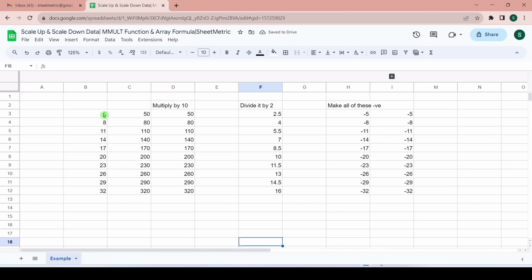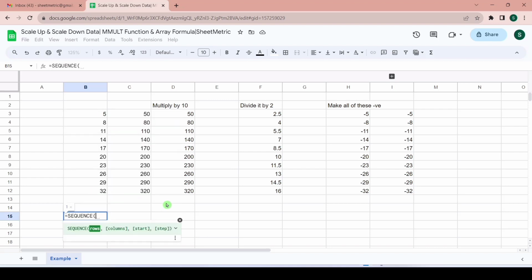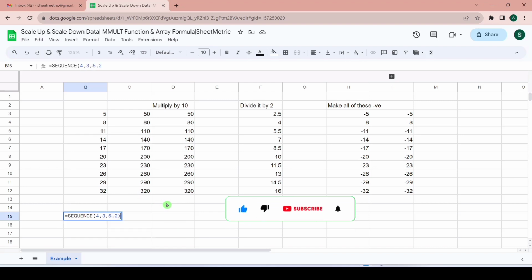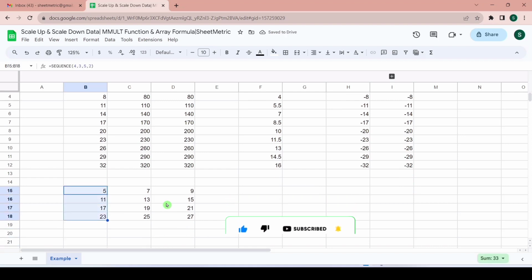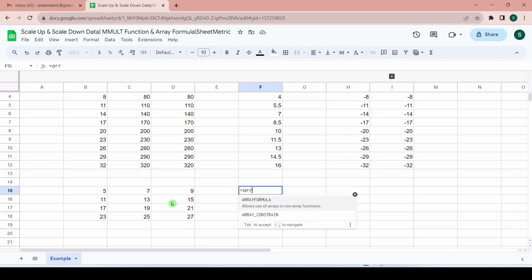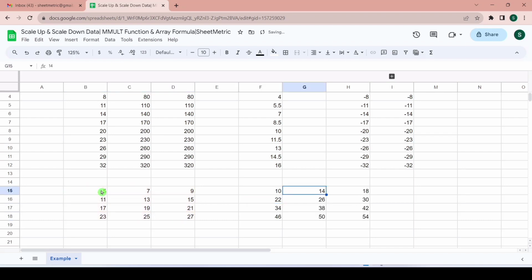Let's now generate data for a two-dimensional table. So again, I am taking help of the SEQUENCE function, and I am generating 4 rows and 3 columns starting at 5 with a step of 2. Now I want to multiply this entire table by 2. So I am writing it here, ARRAYFORMULA. Okay, so it has multiplied by 2.